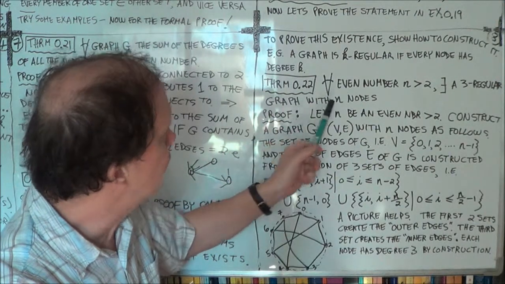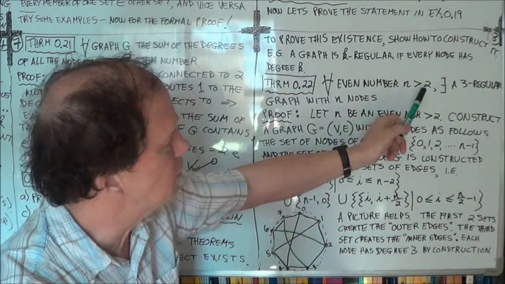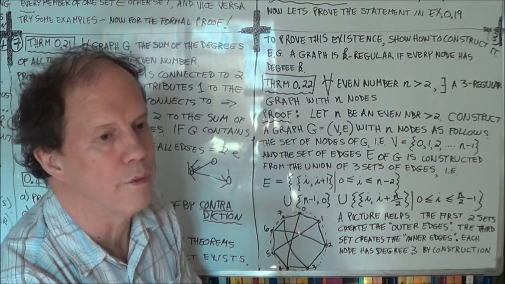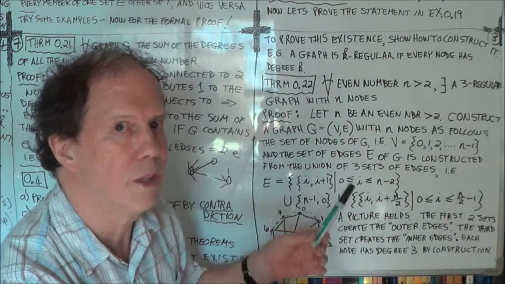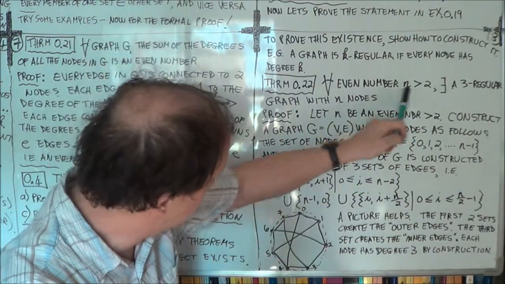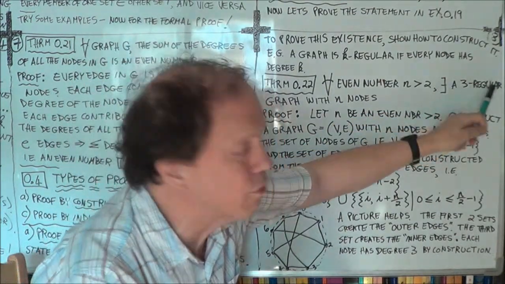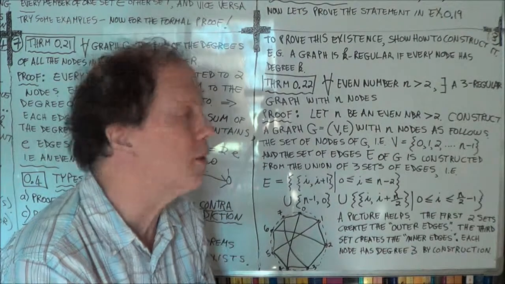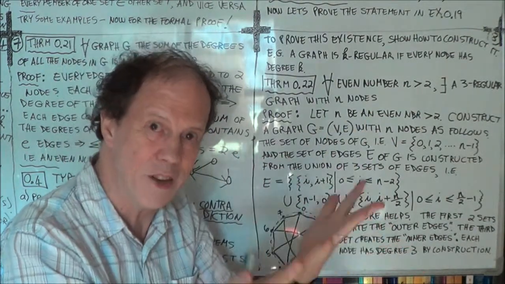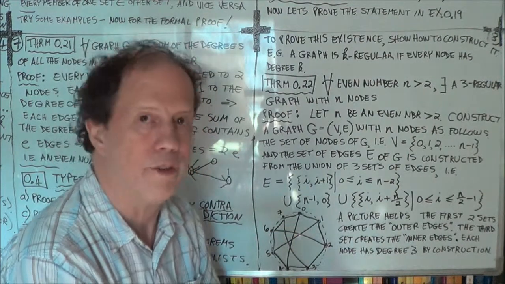In this case, here's the theorem, and the theorem statement is that there is a graph with n nodes, and this n has to be an even number and greater than 2. So in other words, 4, 6, 8, 10, okay? And that graph is 3-regular. Right? That's the theorem statement, that it's possible to have a graph of that kind.